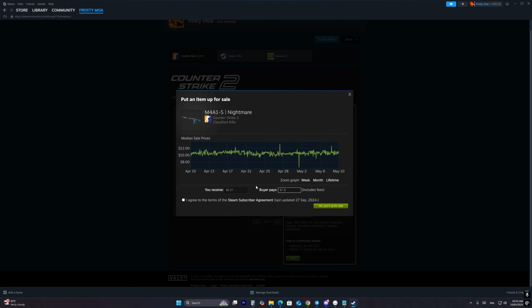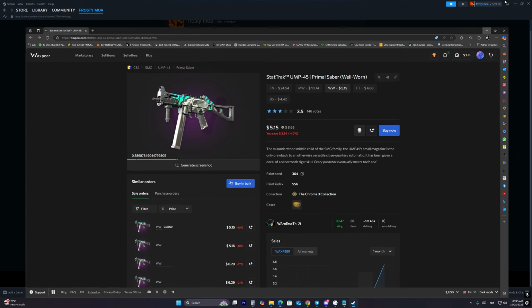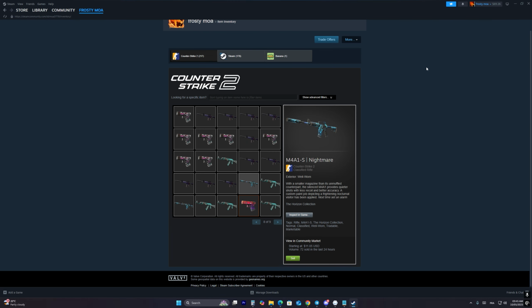We are making a profit of $1, because here the skin cost $5. We sell it and we sell it for 7.2. After fees we get 6. And we click agree and okay, put it to sell and wait for the trade, and then we get the money. But make sure you have to wait for 7 days after the trade is done.